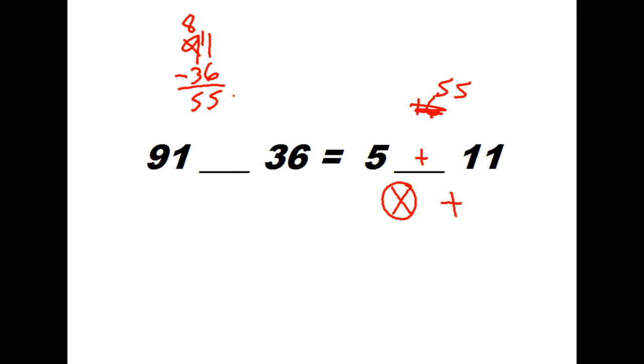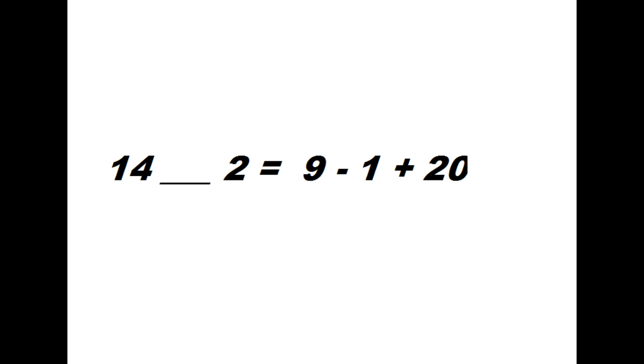So, get my eraser there. If I did 91 minus 36, I get 55 on that side. And 5 times 11 on that side gets me 55 there.